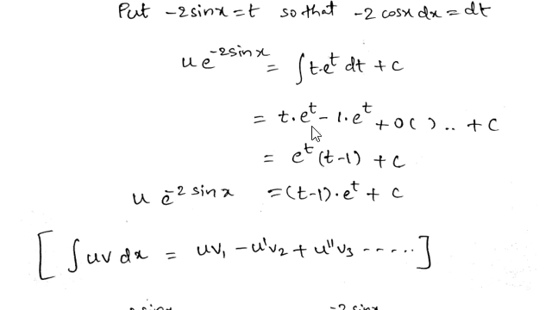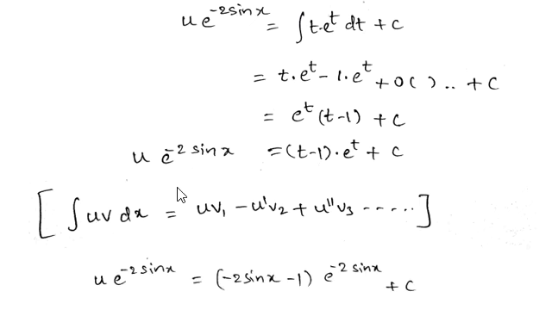When you take out e to the power of t as common you get t minus 1 plus c, and rearranging, we write on the right side t minus 1 into e to the power of t plus c. So by following Bernoulli's rule you can write like this, or you can simply remember the formula that the integration of t e to the power of t dt is t minus 1 e to the power of t.